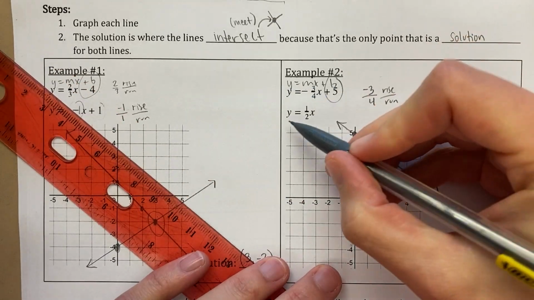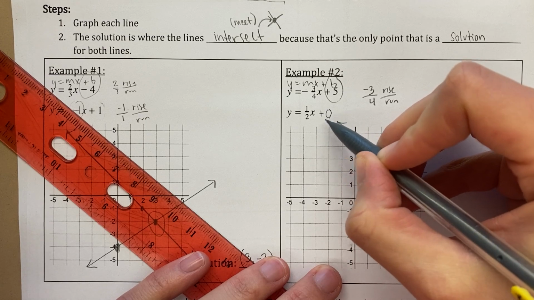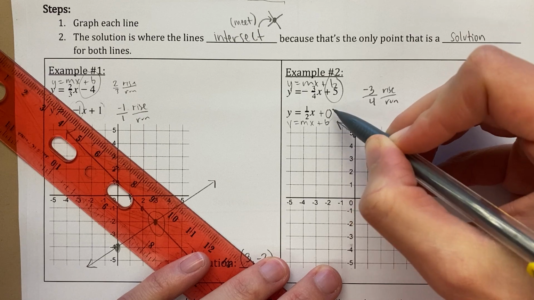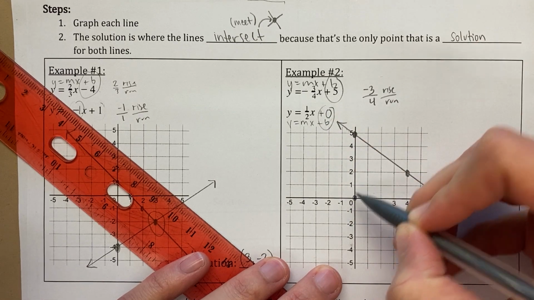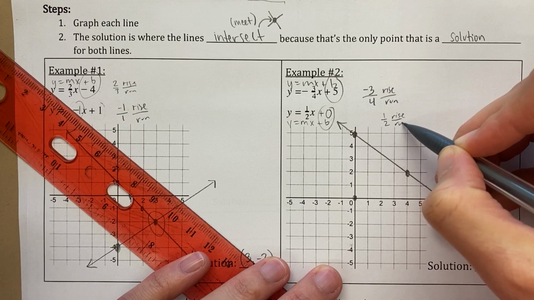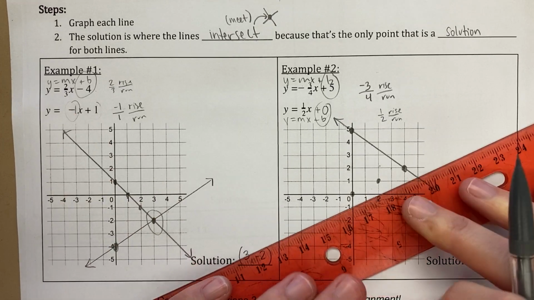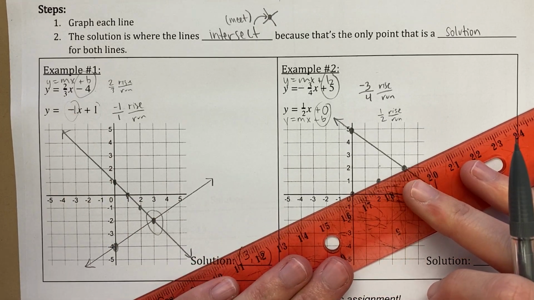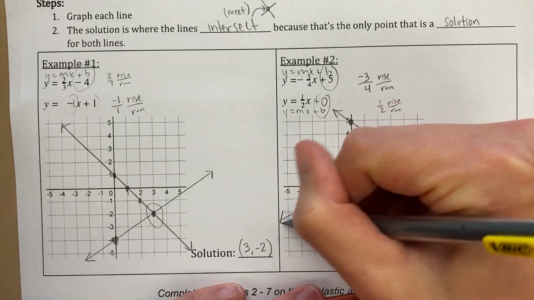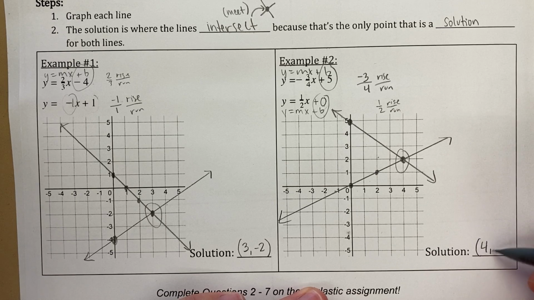And my second equation says y equals 1/2 x. Now, there's no y-intercept written, so I know that means there's a plus 0 there, an invisible plus 0. So my y-intercept is 0, and my slope, my rise over run, is 1 over 2. So I'm going to go up 1, over 2, up 1, over 2. And you can see my lines are going to intersect over here. And so in this case, my solution is here, and that point is 4, 2.